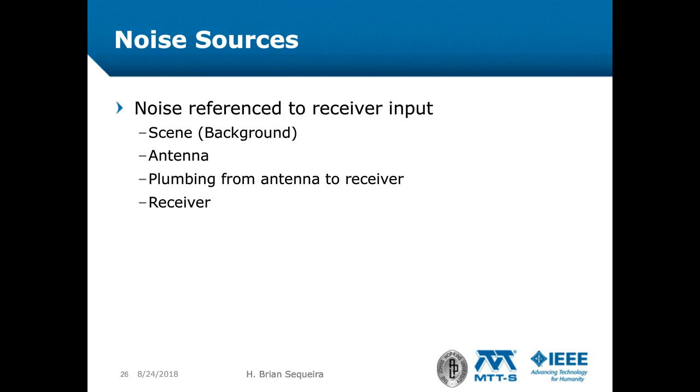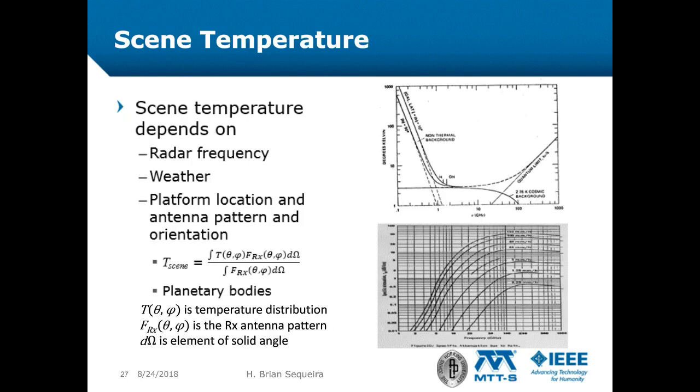Scene temperature is perhaps most strongly application dependent. Low-frequency radars for foliage and ground penetration must contend with galactic noise, which is stronger than black-body thermal noise in the sub-UHF region where these radars operate. This is shown in the diagram at the upper right hand of the slide. In addition, water vapor and oxygen absorption frequencies limit use at those frequencies in terrestrial radar applications.